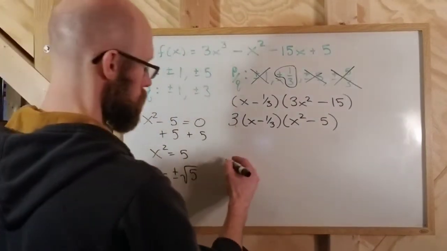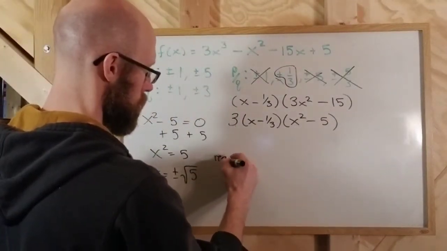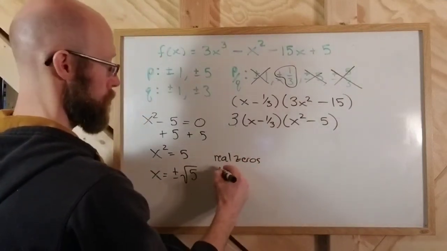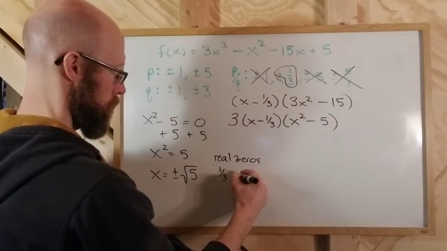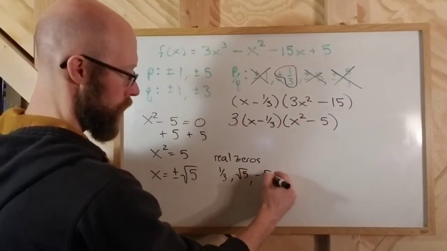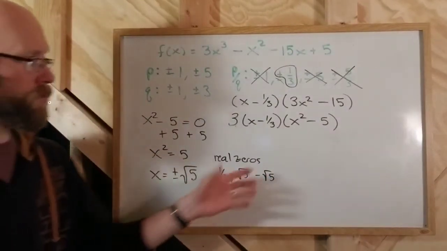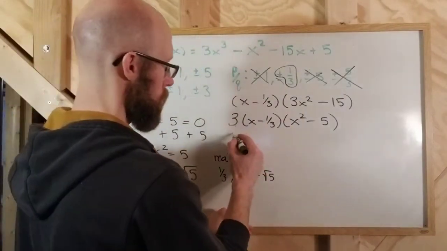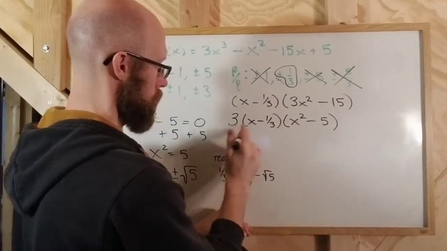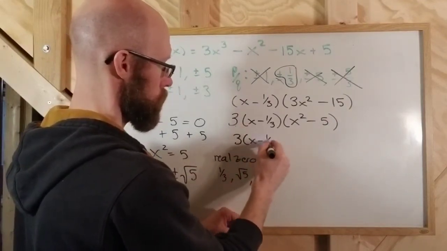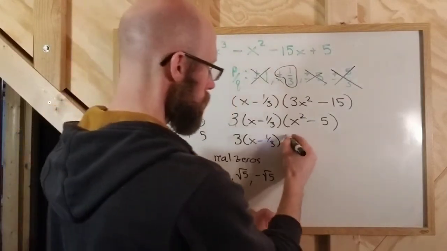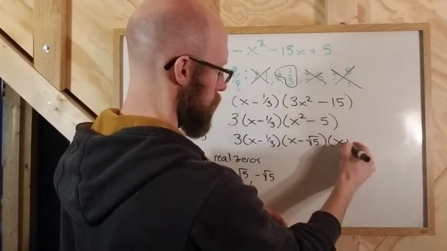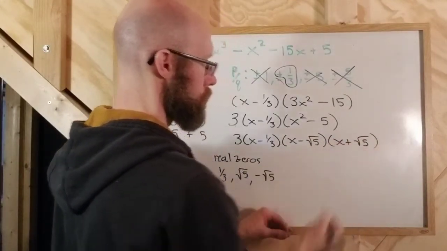So if I want the real zeros, they are positive 1/3, positive root 5, and negative root 5. And if I want to use them to factor the original polynomial, I can do that. The original polynomial factors into 3 times x minus 1/3 times x minus root 5 times x plus root 5.